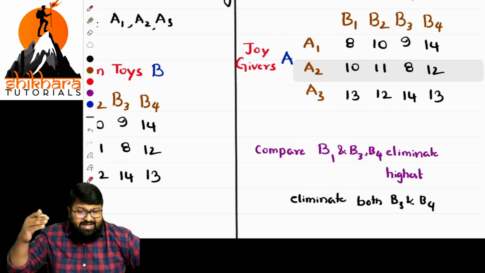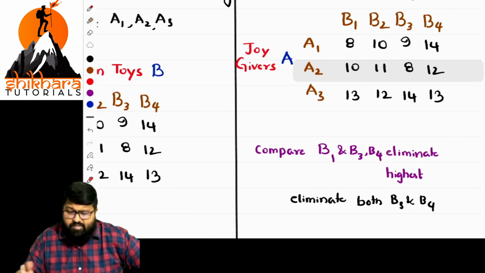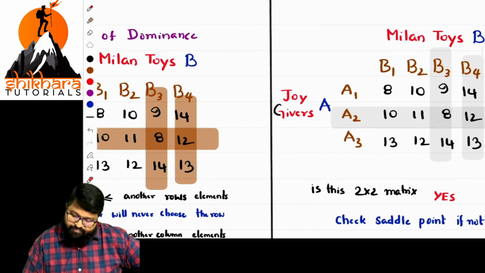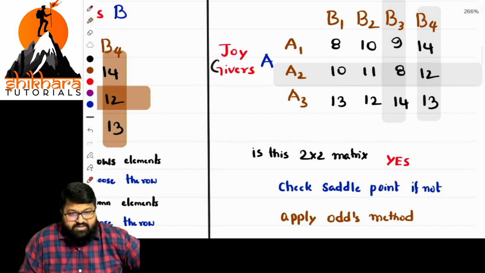Sir, I compared stepwise. You can also compare directly, and if there is a possibility, you can eliminate. So eliminated there, two parts. Now left with 8, 10, 12, 13. Now, sir, is this a 2 by 2 matrix? Yes. Sir, check the saddle point.